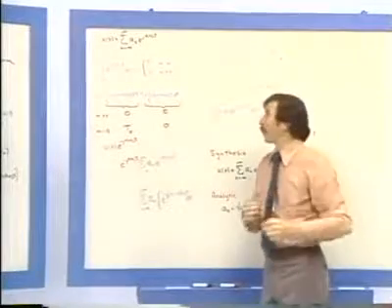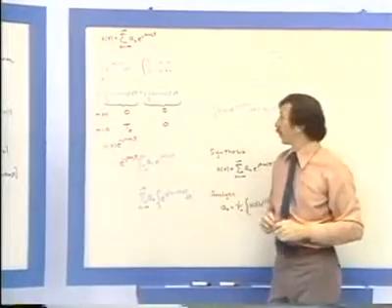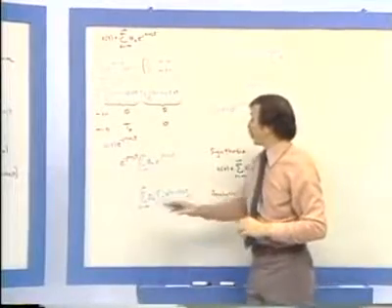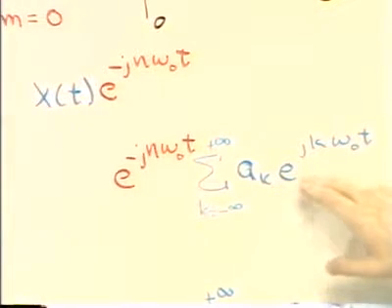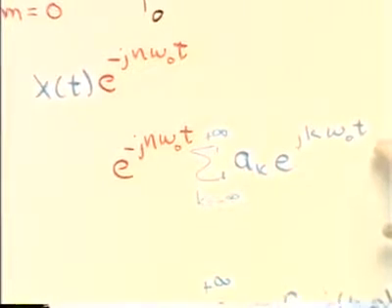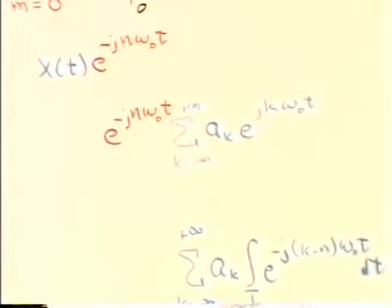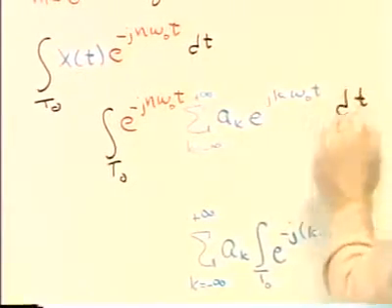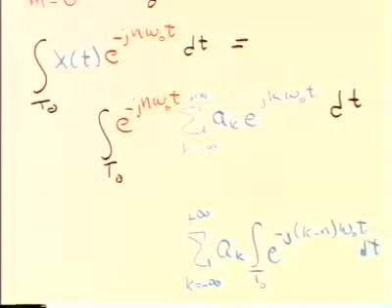Okay, the next step in developing the expression for the coefficients a sub k is to refer back to the Fourier series expression, which was that x of t is equal to the sum of a sub k e to the jk omega 0 t. If we multiply both sides of that by e to the minus jn omega 0 t and integrate over a period, both sides of the equation integrated over a period, then these two equations are equal.